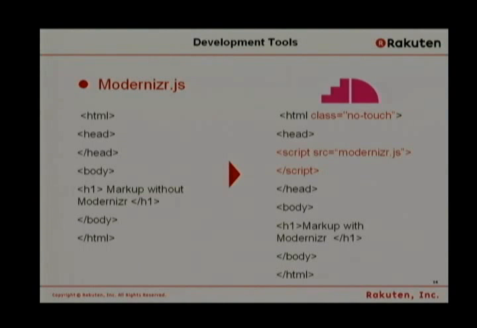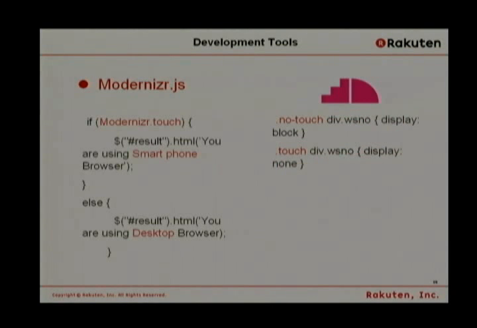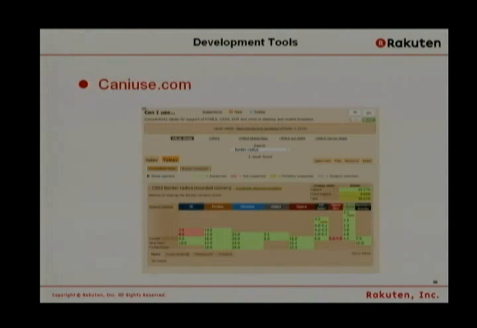I just included the Modernizr script in the head. When I opened it in a desktop browser, it dynamically added a class no-touch to the HTML element. Then it tells me that the browser is a desktop version. Then I can fix the issues in two ways, using the JavaScript way and the CSS way. Here are the two ways.